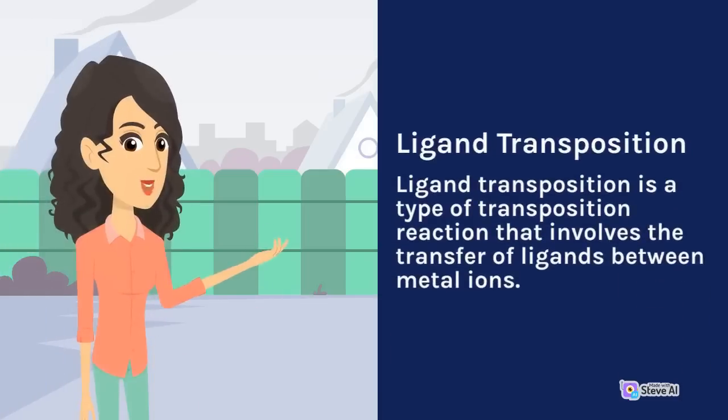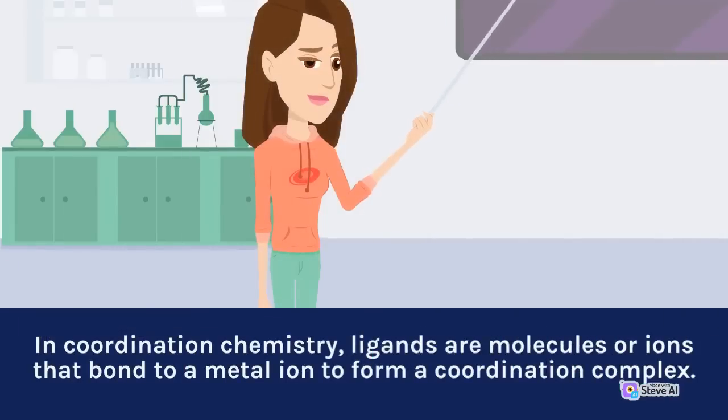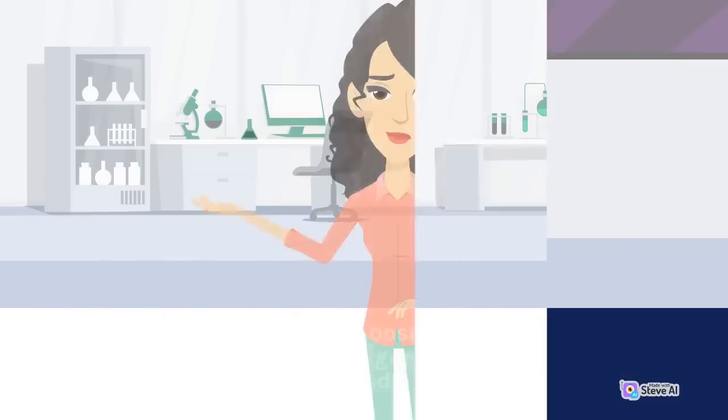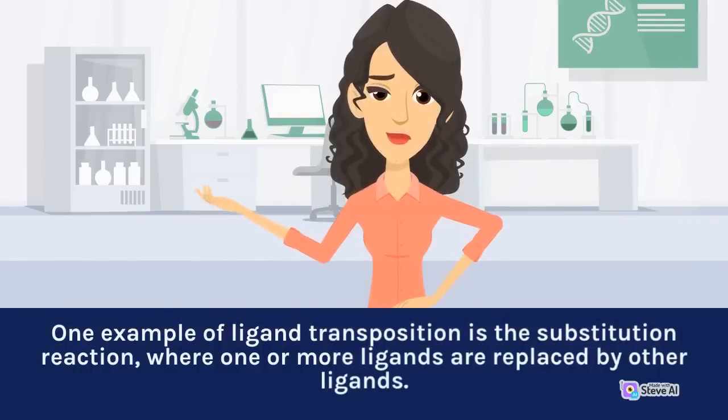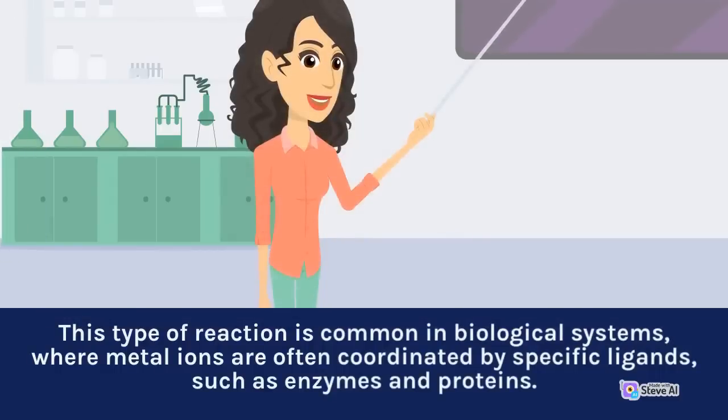Ligand transposition. Ligand transposition is a type of transposition reaction that involves the transfer of ligands between metal ions. In coordination chemistry, ligands are molecules or ions that bond to a metal ion to form a coordination complex. One example of ligand transposition is the substitution reaction, where one or more ligands are replaced by other ligands. This type of reaction is common in biological systems, where metal ions are often coordinated by specific ligands, such as enzymes and proteins.